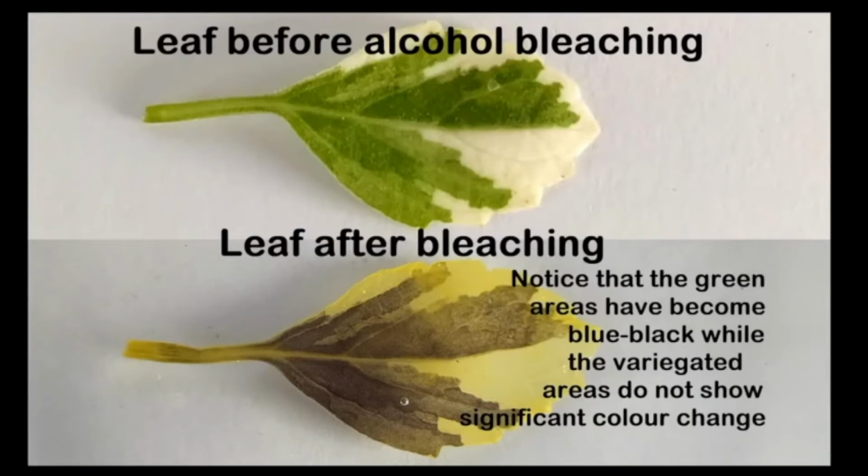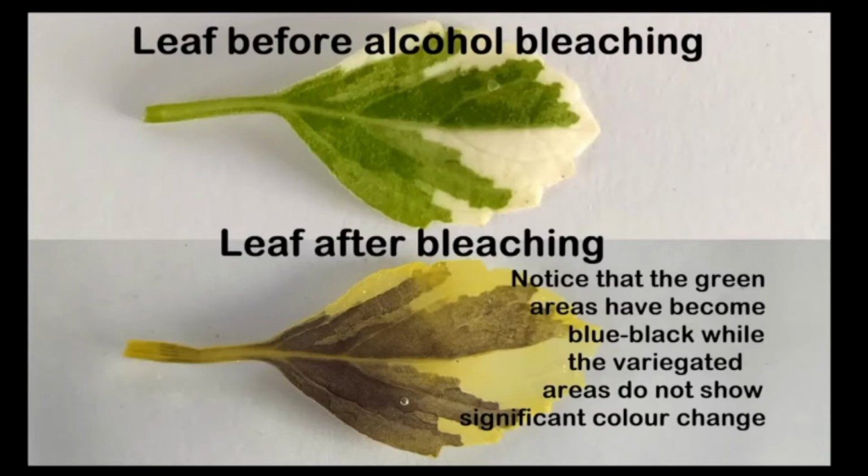The leaf before alcohol bleaching, the leaf before the experiment and the leaf after the experiment, right? So after the iodine test and bleaching, the leaf has turned blue-black exactly where the green pigment, that is chlorophyll, was there, right? So only the green parts have starch in them.